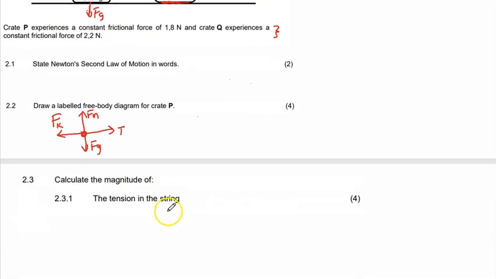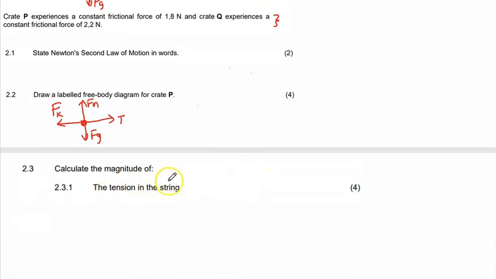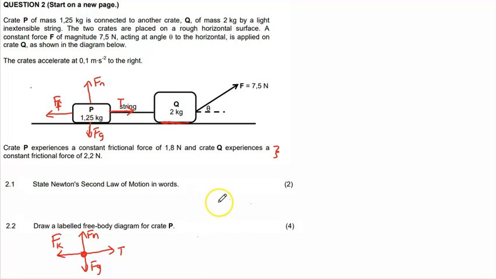So now 2.3, they want us to calculate the magnitude of the tension in the string for 4 marks. Let's go back to the statement. Look at the statement. It says that crate P experiences a constant frictional force of 1.8 newtons, and crate Q experiences a constant frictional force of 2.2 newtons.